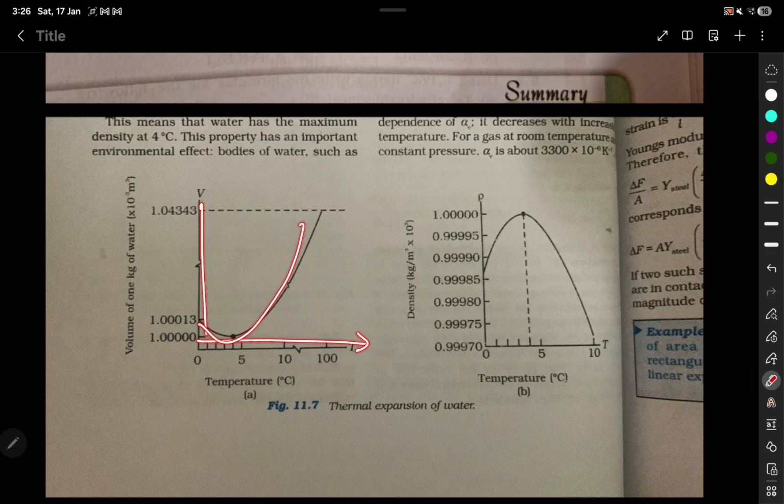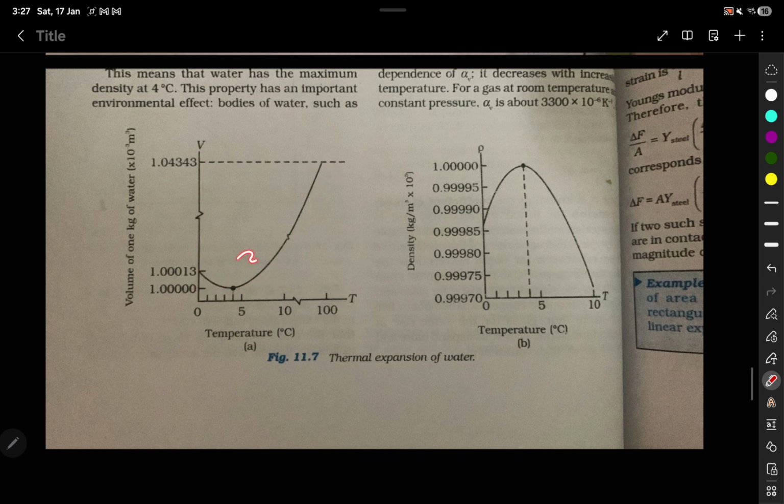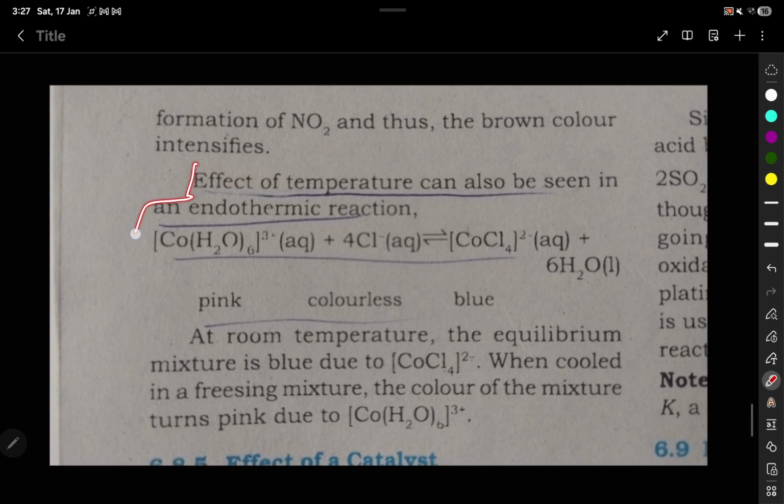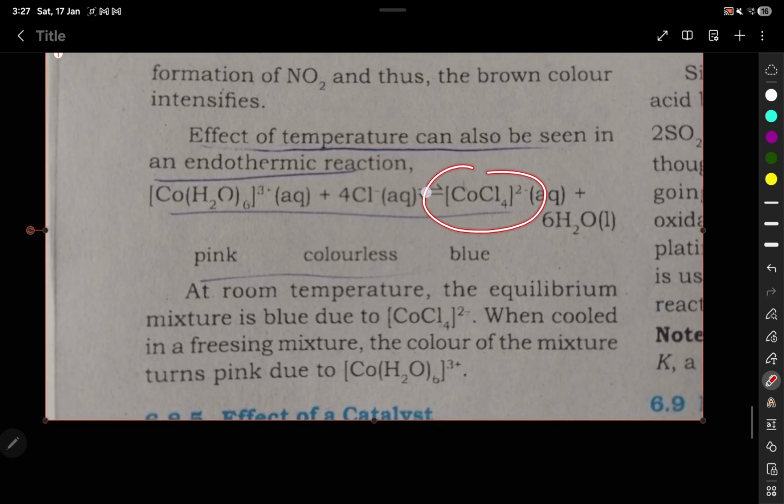Okay, now this one is very basic. This is just the graph of anomalous behavior of water. And obviously we can see through the graph that the volume is decreasing till 4 degrees Celsius, then from 4 it's shooting up. Okay, then after that you have this very important line, because this has come in NCERT exemplar, and it has also been in a PYQ. So basically solution is blue. Okay, initially it is blue at room temperature, but when you place it in a freezing mixture, when you reduce the temperature, it goes back to becoming pink. That's all. So you got to mug up these compounds also.